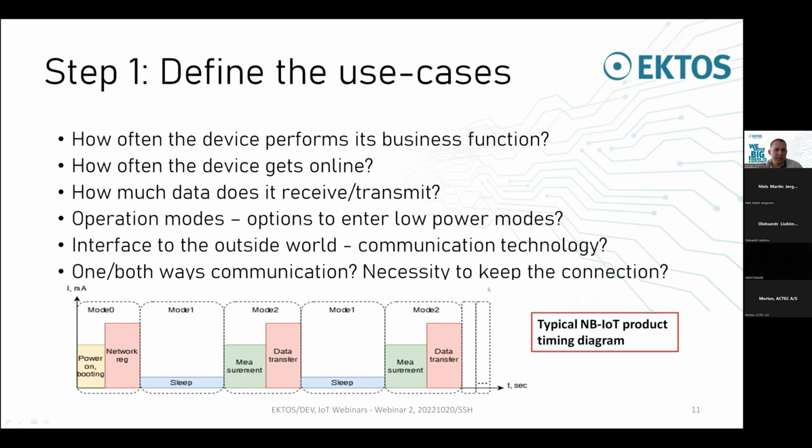Here you can see an example of a typical NB-IoT product timing diagram. So we have several modes. Mode 0 is power on, boot and network registration. Then we have mode 1, which is sleep. Then we have mode 2, data measurements and data transfer. And then we repeat mode 1, mode 2, and so on.